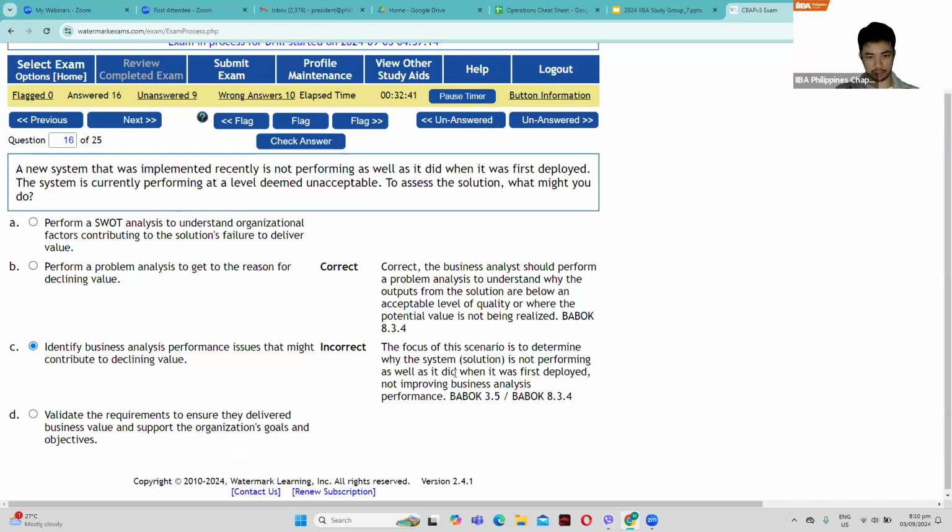Okay, so why is C wrong? The focus of this scenario is to determine why the system is not performing as well as it did when it was first deployed, not improving business analysis performance. So when trying to understand why you have that performance in the first place, problem analysis is the technique.